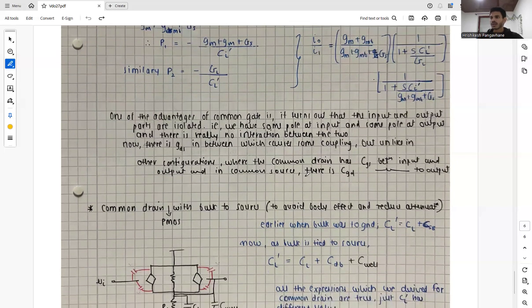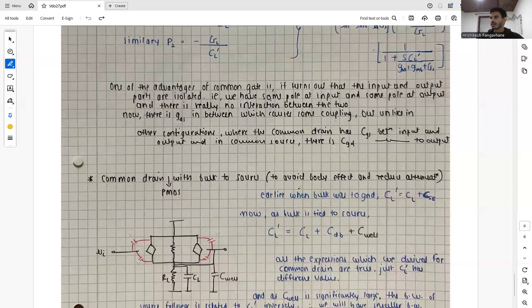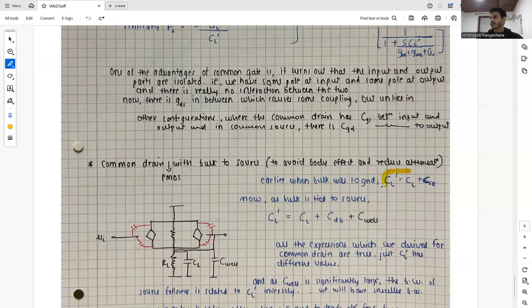And now we can look at the common drain PMOS circuit with the bulk connected to the source. To avoid the body effect and reduce the attenuation, we connect the bulk to the source as we saw earlier, and now we can analyze it using the parasitics. Earlier, when we saw the common drain configuration where the bulk was connected to the ground, our load capacitance came out to be this. But now, as the bulk is connected to the source itself, the output load capacitance comes out to be CL plus CdB, because B is no more connected to the ground, so we have to consider CdB as well, and there is C well due to the substrate.